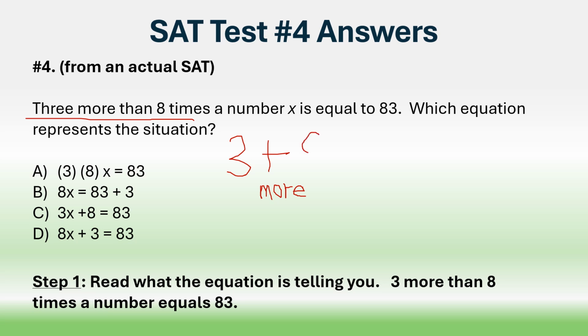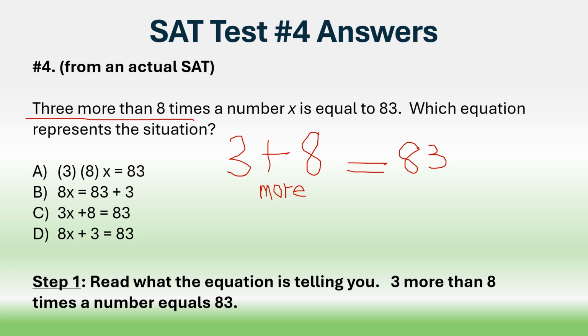So 3 more, then 8 times a number. And it doesn't matter if it's x, although in this equation it's x. It doesn't matter if it's x, if it's y, if it's 8. Just put some variable down for 3 times, then a number. And then let the language take care of you. Equals 83. As it is, this is x.